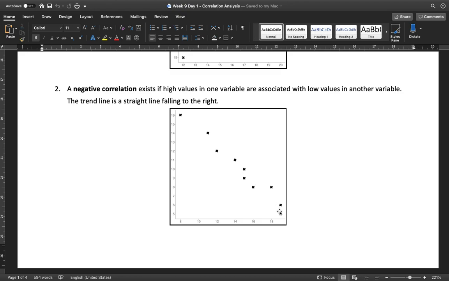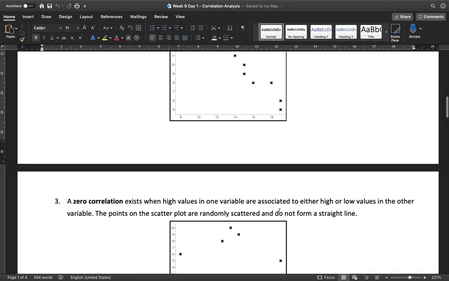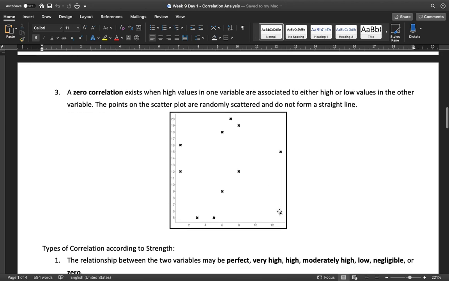So that's a negative correlation. And the third one is a zero correlation. So there is no relationship between the two variables. If one value is high, the other variable could either be high, it could be low. The relationship is not observable. And the points on the scatter plot are randomly scattered and do not form a straight line.